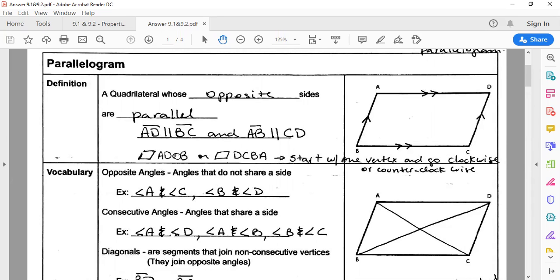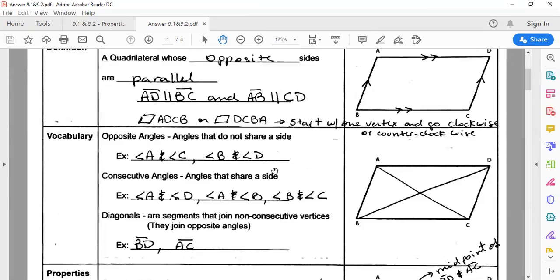Okay, and in order to name a parallelogram, you just use this little figure of a parallelogram, and then you start with one of the vertices, and you either go clockwise or counterclockwise. It doesn't matter, but you can't skip around. You have to go in order. So it's either parallelogram ADCB, or parallelogram ABCD, or you can start with C and say parallelogram CDAB, and so forth.